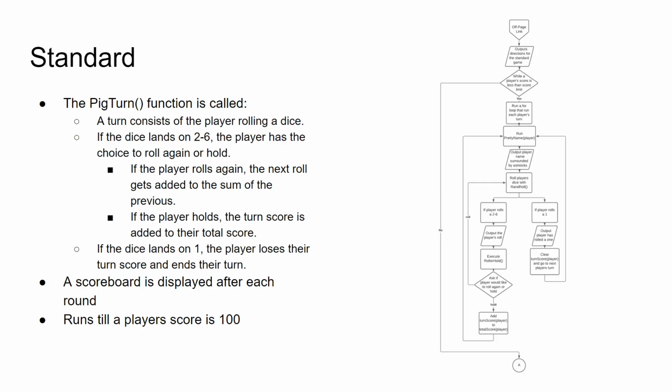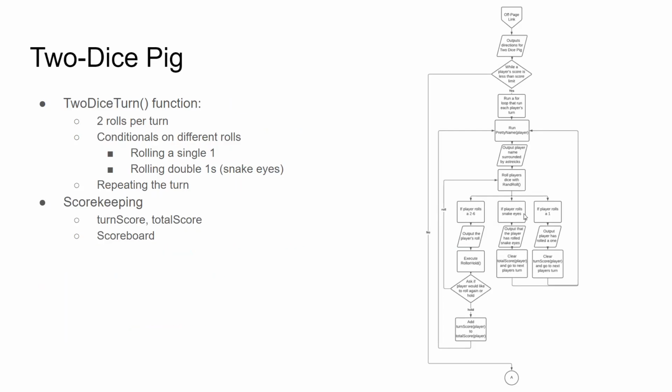it ends your turn. This loops through every player's turn, and at the end of each round, the scoreboard is displayed. This loop runs until one of the players reaches the score of 100. On the right here, we have the flowchart for that.